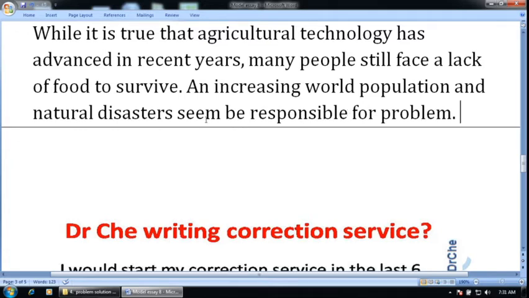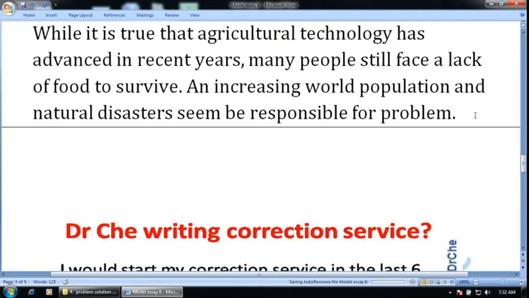use "are" here, you are giving a 100% fact. That would be over-generalization. This is not good for your essay when you're giving an opinion or your own ideas. So instead of "are", I have used hedging, "seem to be". If you don't know what hedging is, go to my grammar course, and there is a complete video on hedging. Increasing world population and natural disasters seem to be responsible for this problem.